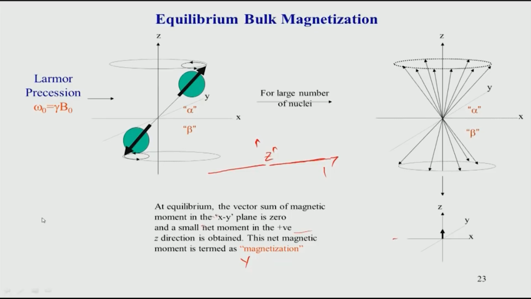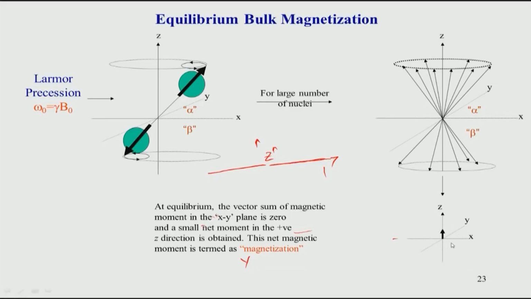So, we will look at the final picture which emerges because of this consideration. What is happening here is that the positive z values will actually cancel with the negative z values, and that will result in a net vector which is now pointing along this z axis. So, this is our final magnetization.